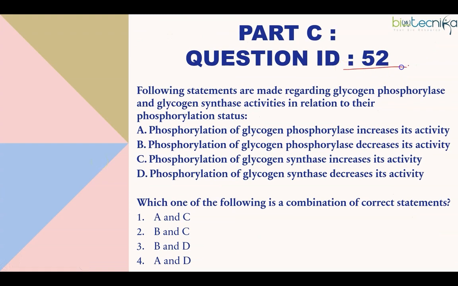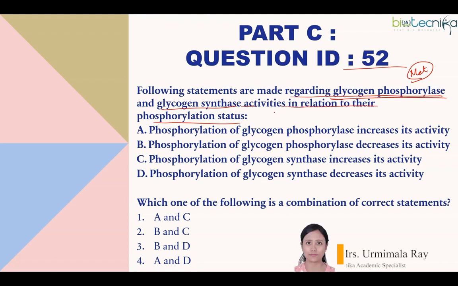Next question, question ID 52. Following statements are made regarding glycogen phosphorylase and glycogen synthase activities in relation to their phosphorylation status. Again a question from metabolism. So total now 3 questions are already given from metabolism.